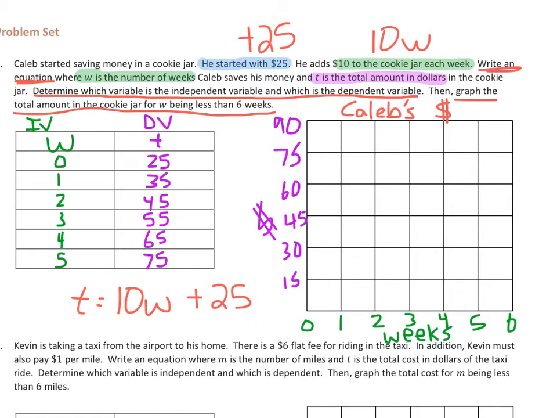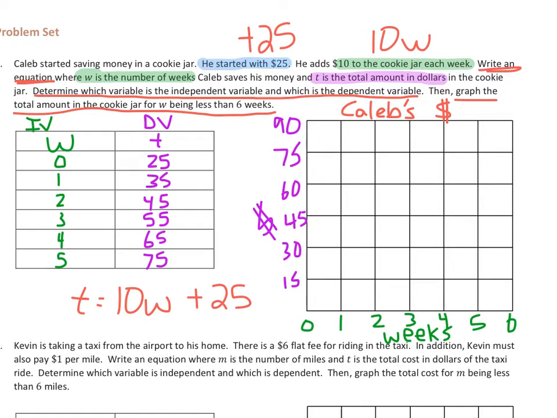So this is how I did mine. I labeled it Caleb's money. My x, or independent variable, on the bottom, my weeks, 0, and I ended up going to 6 because there's that many lines, even though I'm doing less than 6. And my money, which is my dependent variable, my y-axis, I went by 15s. Again, we need to evenly distribute because the lines are evenly distributed as well.